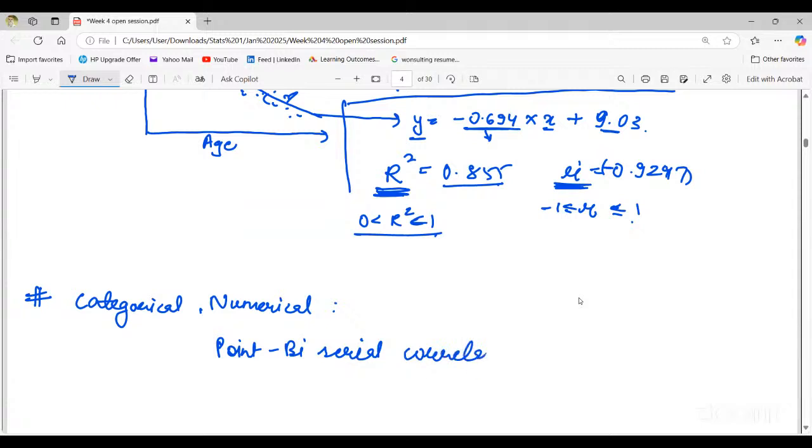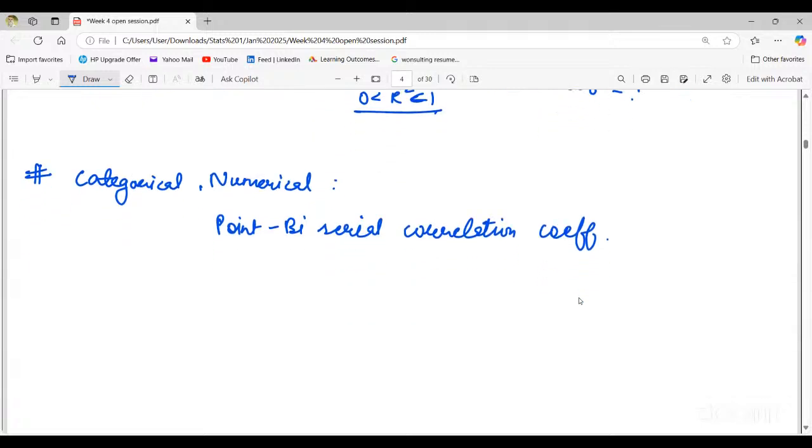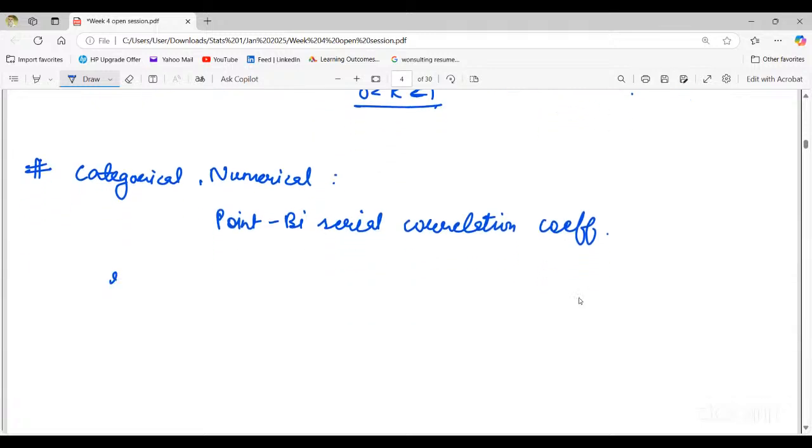Okay. And this is denoted by r_pb, and the formula is (x bar 0 minus x bar 1) divided by the standard deviation of x, times the square root of p0 p1. Okay, let's go through an example.